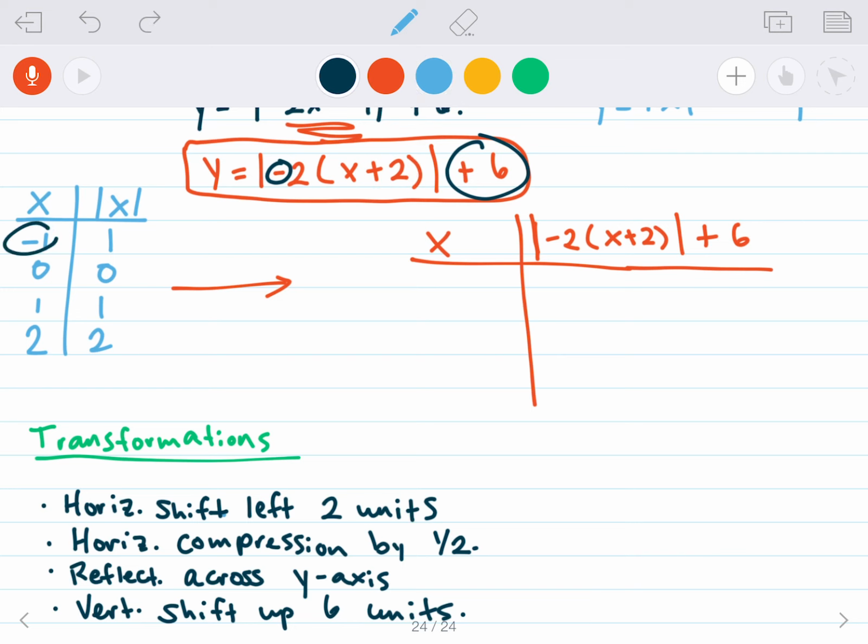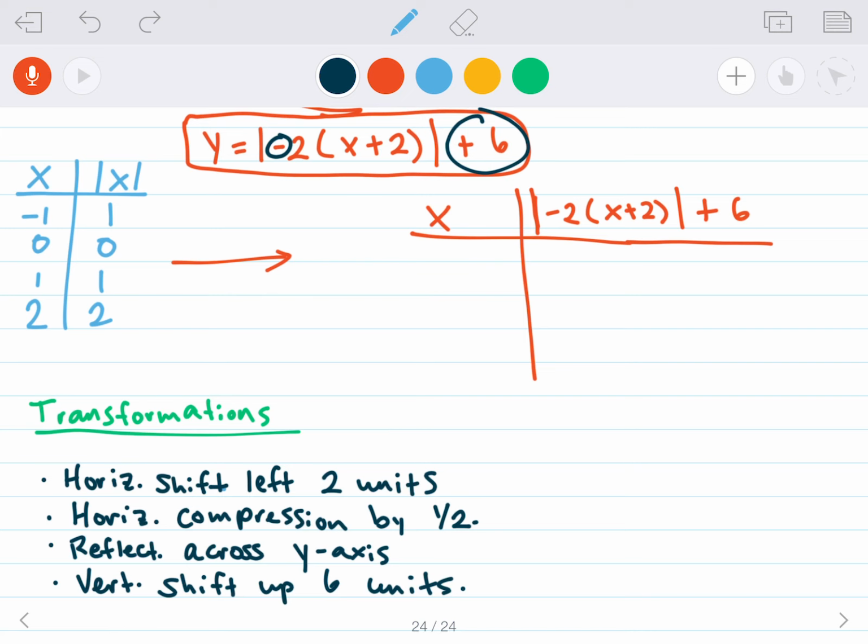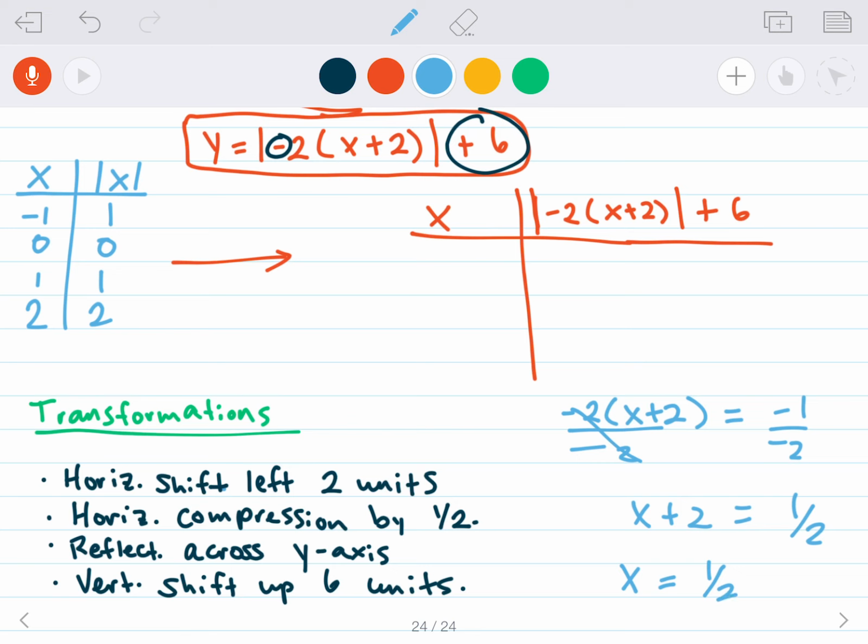So my first x value that I'm transforming, well, actually, maybe let's do it like this. Let's take the argument, which is -2x plus 2, and we're going to set it equal to the first x value, all right, and solve for x. So first thing, I'm going to divide both sides by -2 to give me x plus 2 equals 1/2, and then I'm going to subtract 2 from both sides, so x equals 1/2 minus 2, which is -3/2. So that's my first new x value, -3/2.